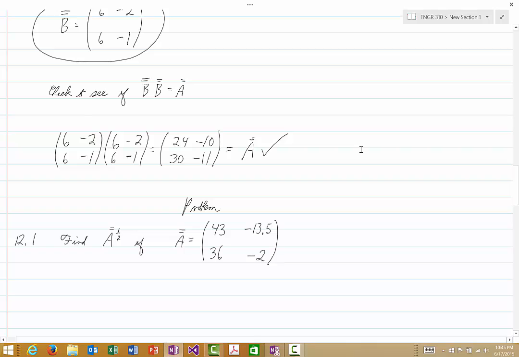The problem I'd like for you to do, just one problem on this lecture: we have the matrix A, which is equal to (43, negative 13.5; 36, negative 2). Use the technique shown above to find the square root of A. And that's it. That will conclude lecture 12, and good luck.